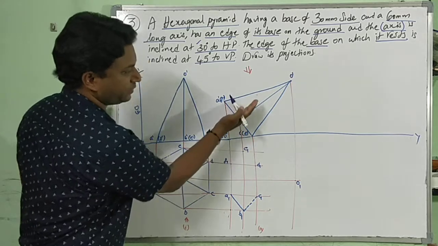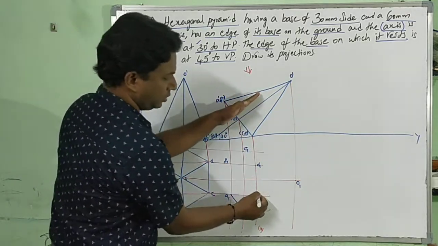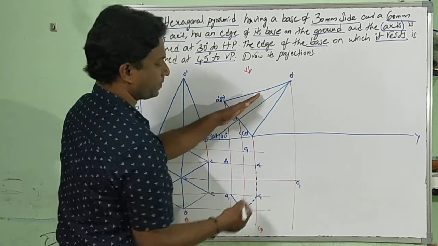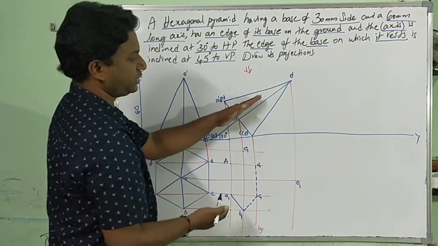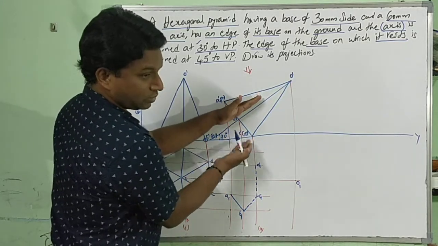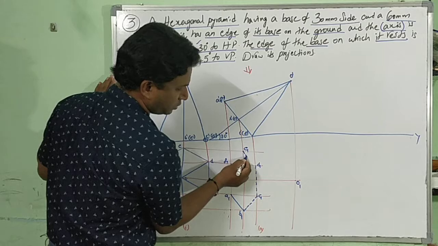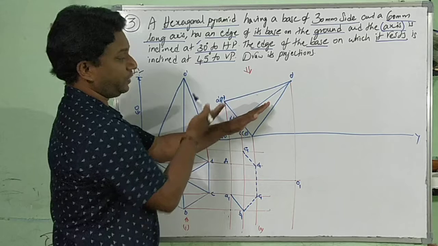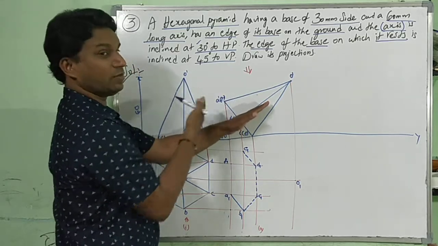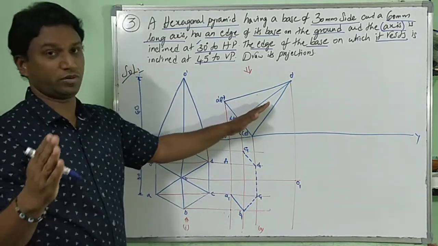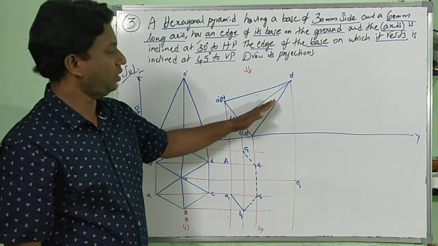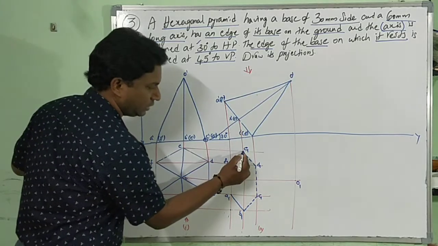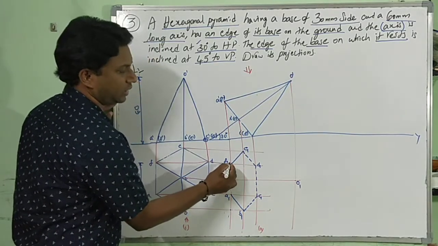C dash D dash, with respect to the half line, is completely below, so this C1 D1 will be hidden. D dash E dash, with respect to the half line, is below, so D1 E1 also will be hidden. Now E dash F dash, with respect to the half line, is above, right? As it is above, it is thick. This is the part you have to understand: with respect to the half line, above points will be thick, below points will be hidden. So this E1 F1 will be a thick line.